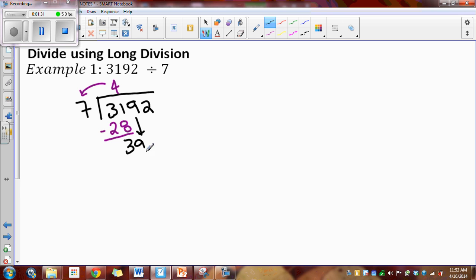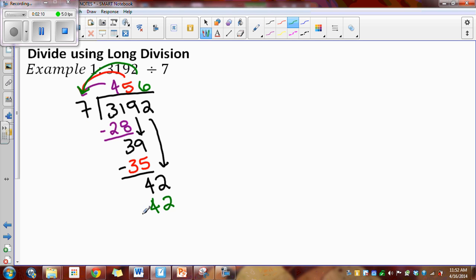Carry down the next number, which is a 9, and start again. So now how many times can 7 fit into 39? 5 times. And when we work backwards, 5 times 7 is 35. Remember to subtract. And 39 minus 35 is 4. Carry down that last term, or 2. How many times does 7 fit into 42? This one is 6. 6 times. And when we work backwards here, 6 times 7 is 42.